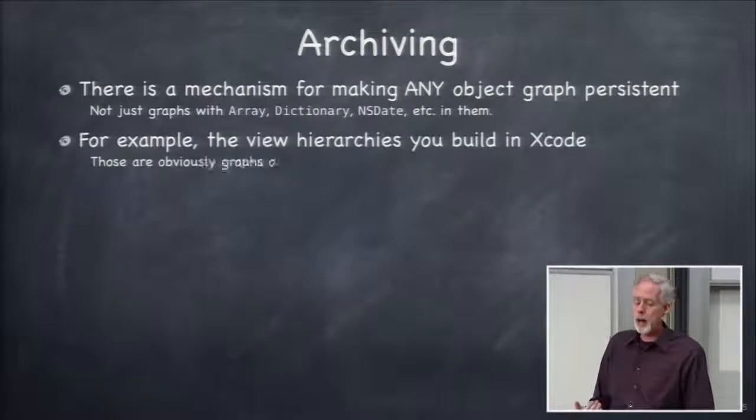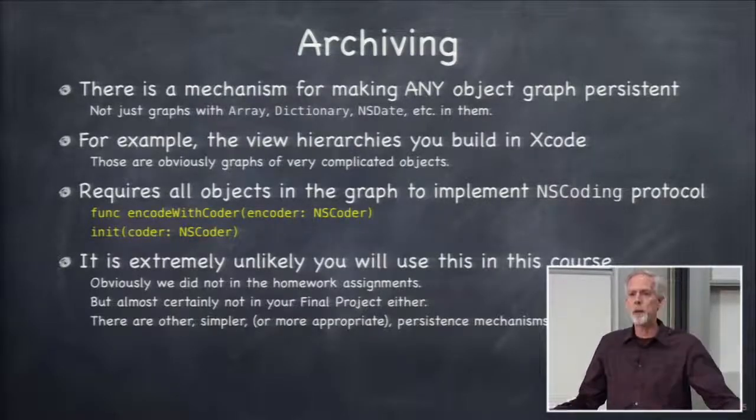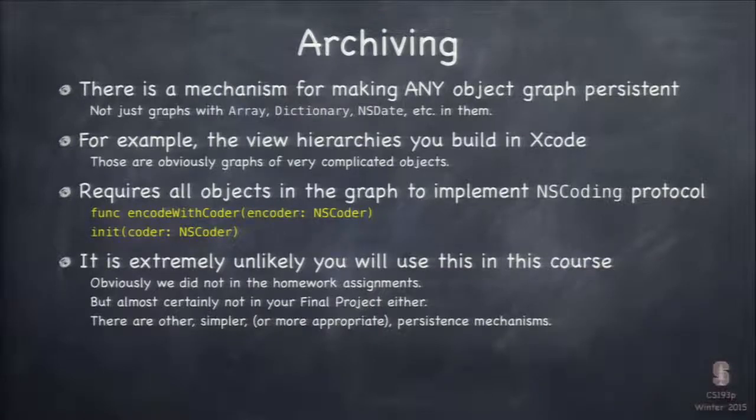So let's talk about archiving. Archiving is a way to store a graph of objects onto disk. And those objects don't have to be property lists. So they don't have to be array, dictionary, date, whatever, because that's all we can put in NSUserDefaults, right? And NSUserDefaults is for small things. What if we want to store big things, bigger object graphs, and we want a lot more flexibility? Well, that's where we use archiving.